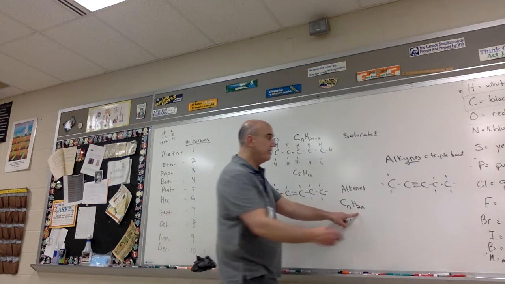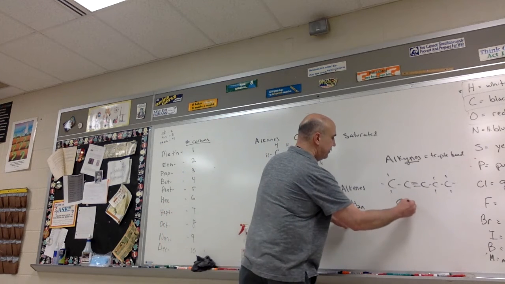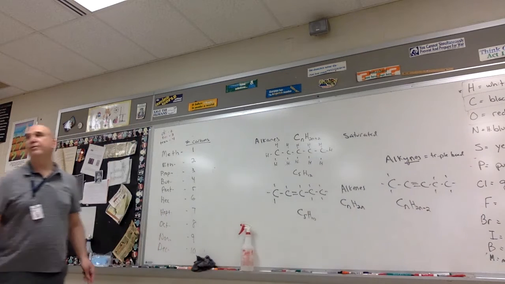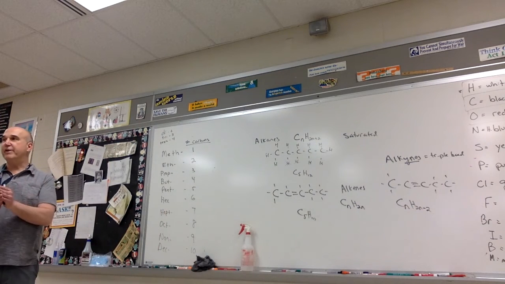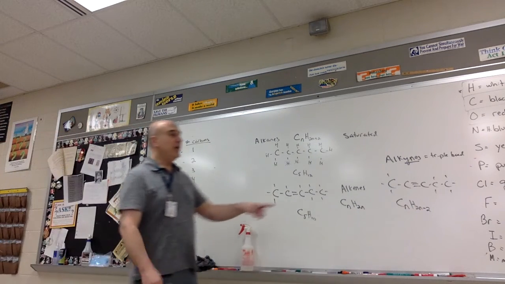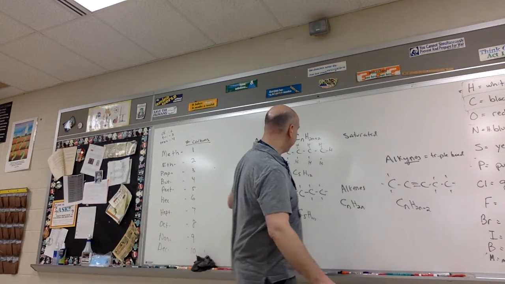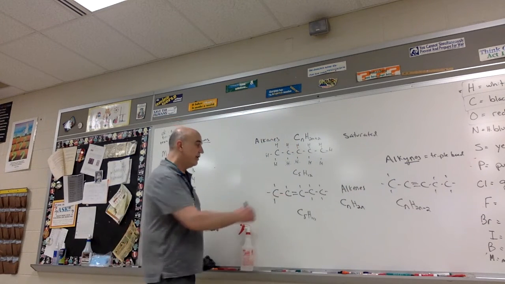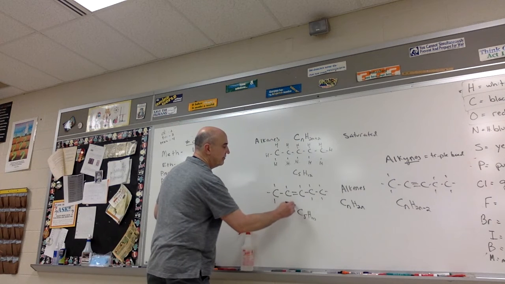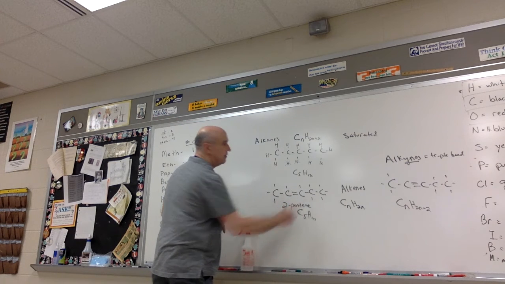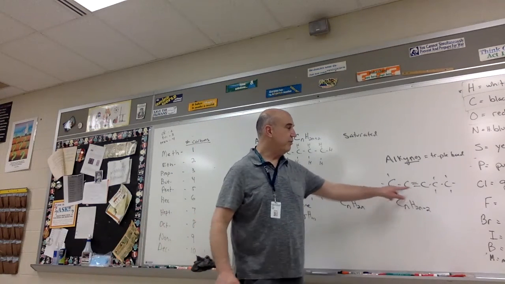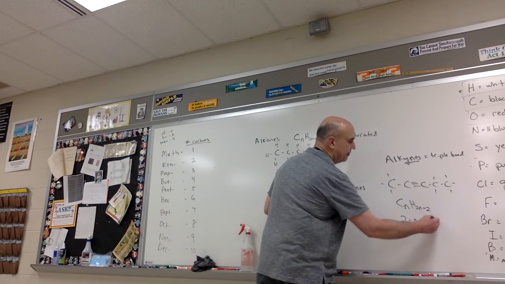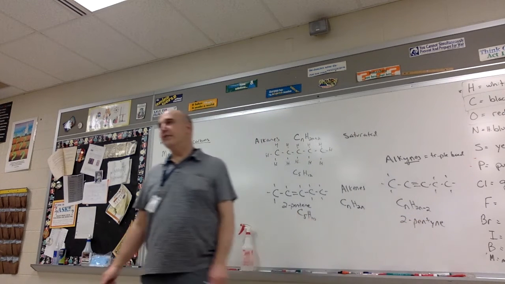So if you have alkynes, it's just going to be 2N minus 2, because we have to get rid of 2 more hydrogens to form that triple bond. And the way we name this, it's the exact same way we name these. This was 2-pentene, right? This one's just going to be 2-pentyne. All you do is just change the ending.